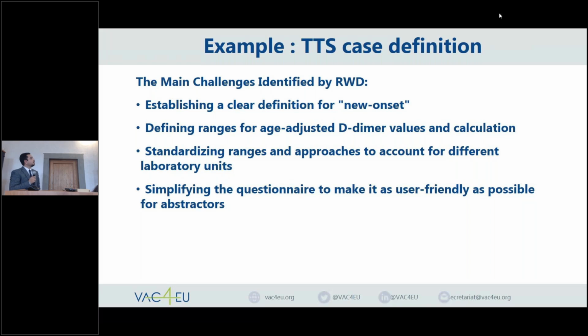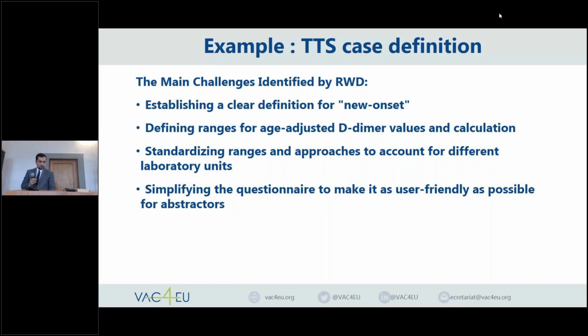The other challenge was about some lab data. The Brighton Collaboration definition for TTS asks about the age-adjusted D-dimer, but it is not possible for abstractors to calculate age-adjusted D-dimer. We need to find a way to implement tools to calculate it automatically. And the other one is that we need to have the same unit. We use different countries with different hospitals with different ranges and units. So it is important for us to have the same unit as much as possible. And we need to make the questionnaire as simple and user-friendly as possible for the abstractors.